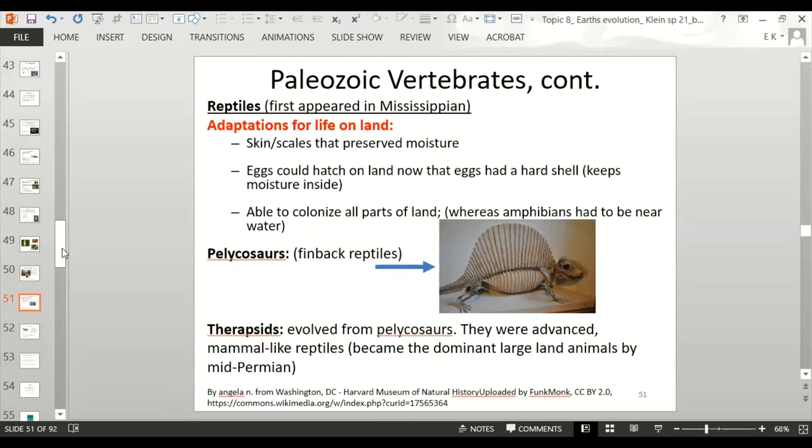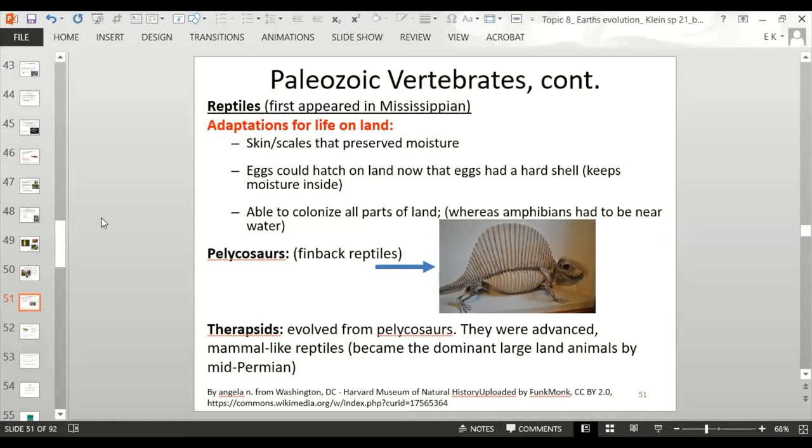Now also, reptiles have eggs that they could hatch on land because the eggs had a hard shell which keeps the moisture inside. So it's no longer similar to a fish egg. It has a hard shell. So reptiles were able to colonize all parts of land, whereas amphibians needed to still live near water. Okay, so reptiles adapted for life on land.